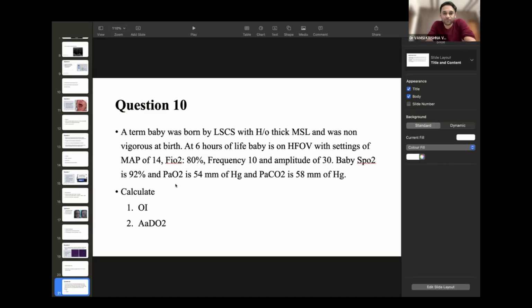So your MAP is 14. Yes. So can someone calculate the A-a delta O2 ratio? So that we go to the next slide, we'll go through how to calculate all this. You can roughly tell, there's no need for all the decimals. Okay, we'll discuss.